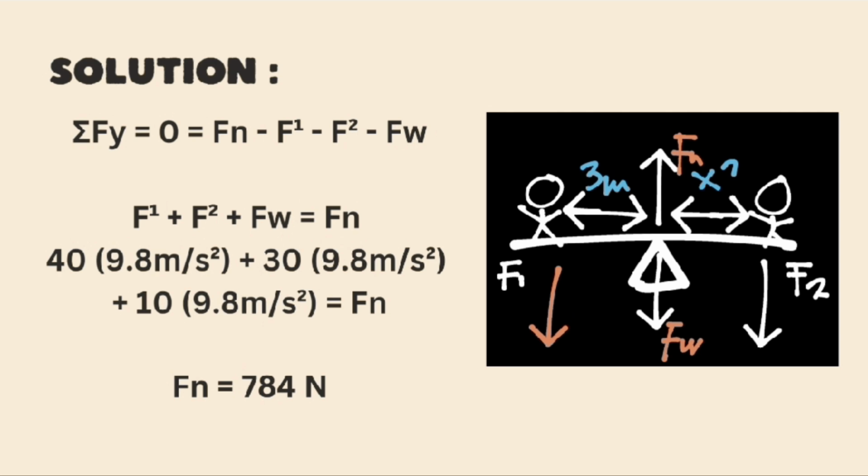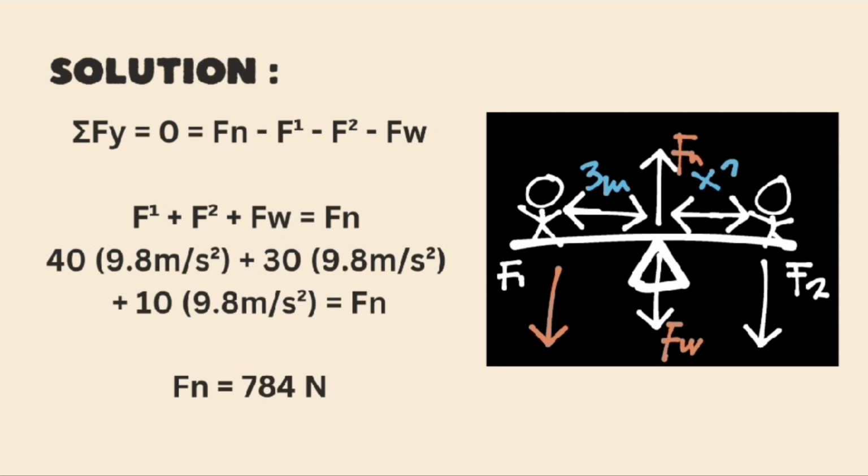So the first child's weight force is mg, so we have to multiply it by acceleration due to gravity, which is 9.8 meters per second squared. So that is 40 multiplied by 9.8 meters per second squared plus 30 multiplied by 9.8 meters per second squared plus 10 multiplied by 9.8 meters per second squared equal to the normal force. And we add them all up, it will equal 784 newtons.